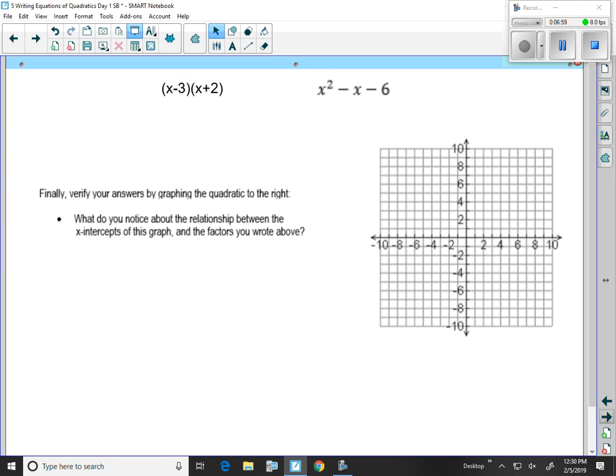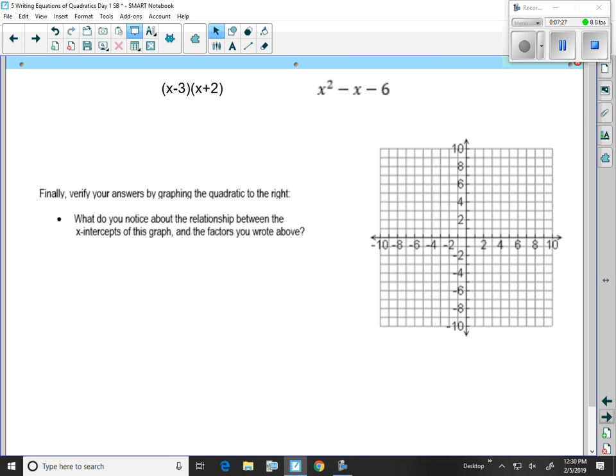Yes. Okay. So, do you notice that this is the opposite of factoring? Okay, we have been taking these and going the other direction and finding the x-intercepts. Now, if I give you the x-intercepts, you should be able to find the equation of the graph, and then put it in Desmos and make sure it's right. Okay, so it's kind of cool. All right, so it says finally verify your answers by graphing the quadratic to the right.